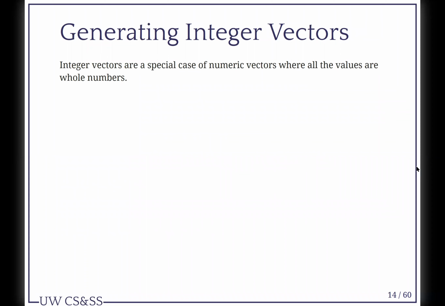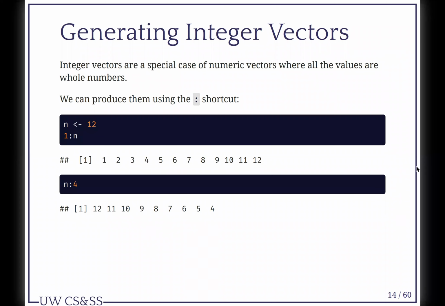We can also generate integer vectors. Integer vectors are a special case of numeric vectors where all the values are whole numbers. We can produce them using the colon shortcut. So let's say we create an object called n and assign it the number 12. We can say 1:n, and we'll get a vector with all of the digits 1 to 12 as whole numbers. We could also say n:4, and it will go from 12 down to 4.